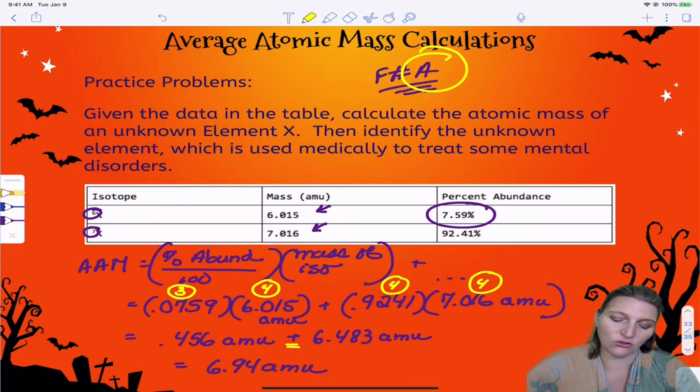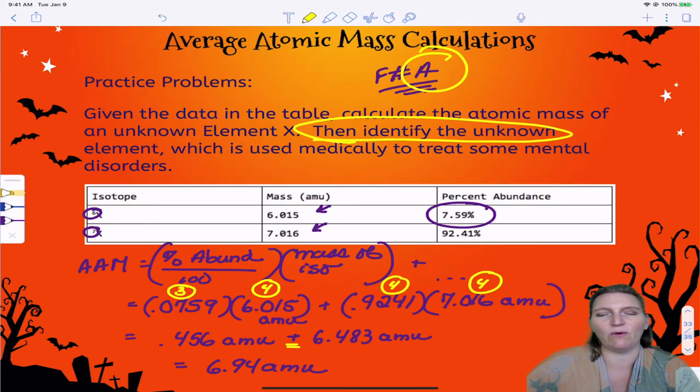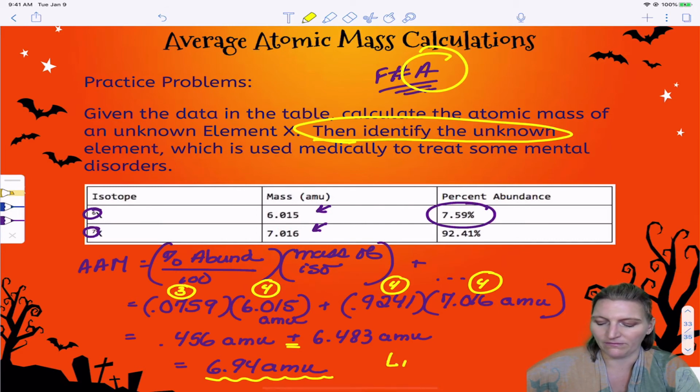The question, remember, circle the do, underline the clue. The question actually asks us to identify the unknown element. So I look on a periodic table, and what element on the periodic table has an average atomic mass of 6.94? Well, that's lithium. So my answer is actually lithium.